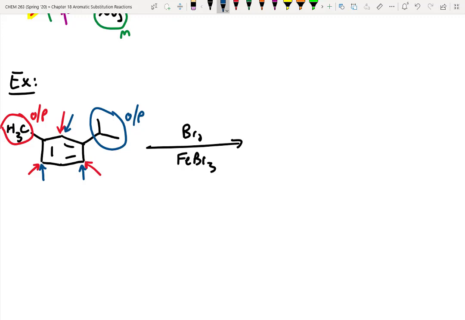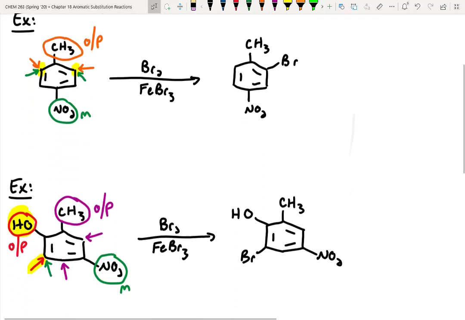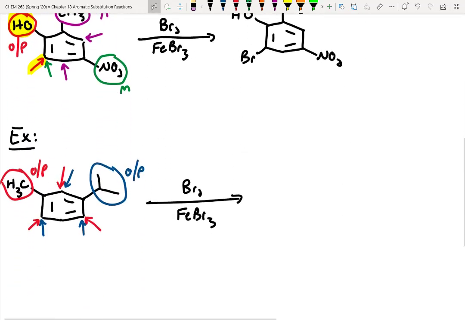So as you can see, there's at least consistency. However, we don't have a stronger activator. They're both alkyl groups, they're going to be about the same. So that leads us to our third tiebreaker. If there's still a tie, then the least crowded carbon, meaning the most accessible carbon, is going to win. So if we look up here, this carbon is pretty dang crowded, right? It's in between a methyl group and an isopropyl group, so that seems unlikely.